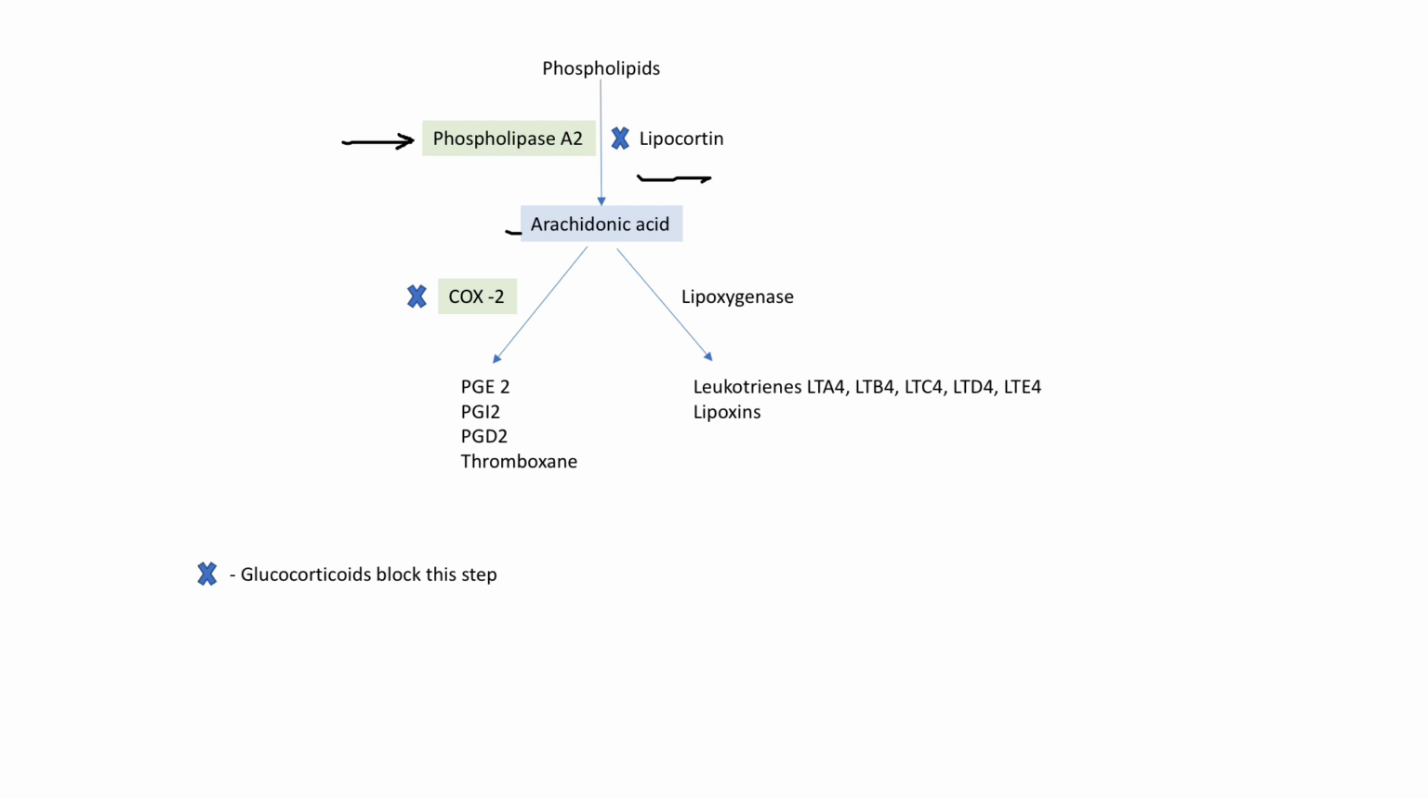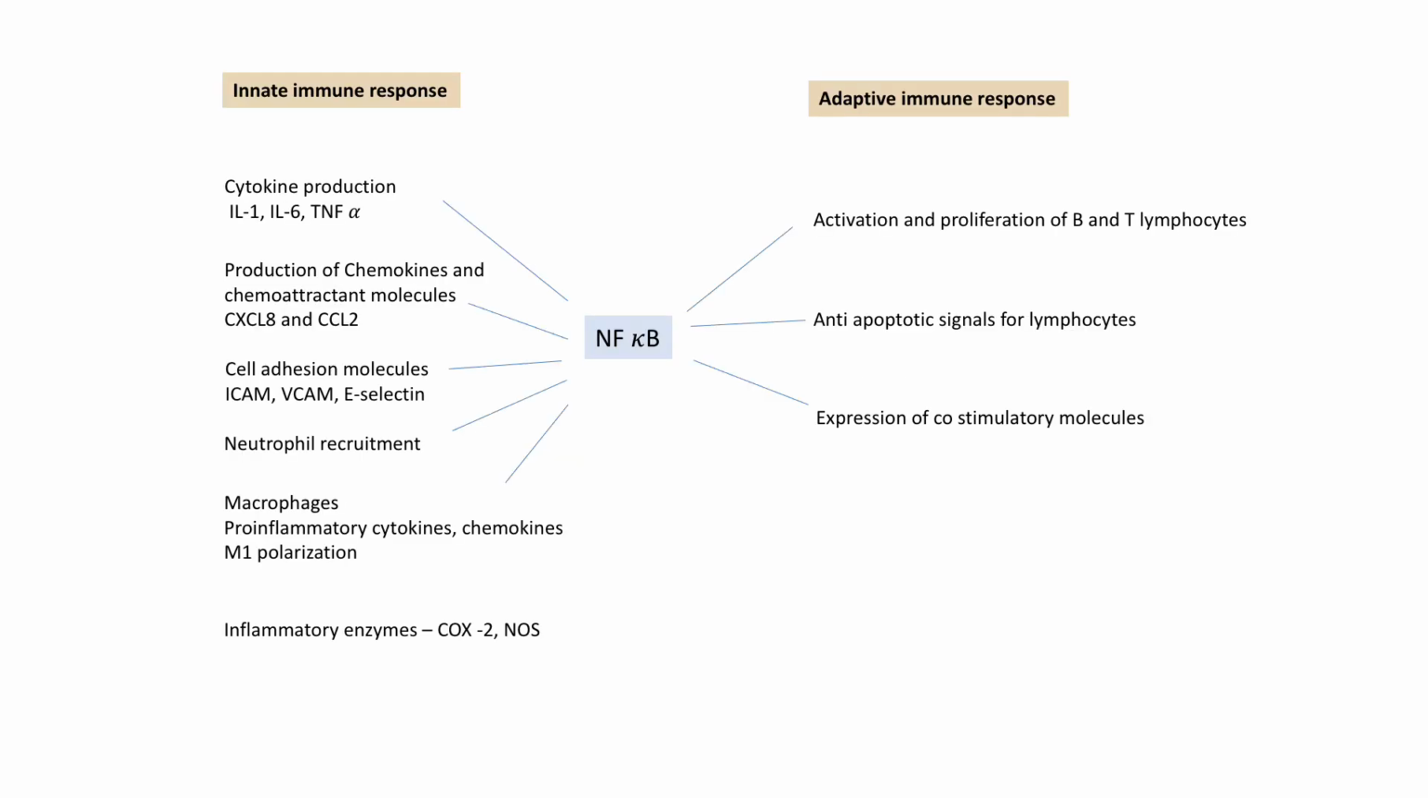Glucocorticoids do not directly inhibit the lipoxygenase enzyme. However, this pathway is also affected due to low levels of arachidonic acid. Glucocorticoids also have their anti-inflammatory effects by inhibition of transcription factors like NF-kappa B.